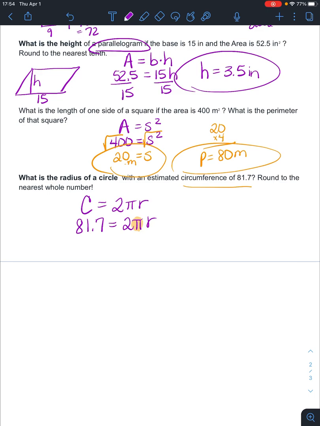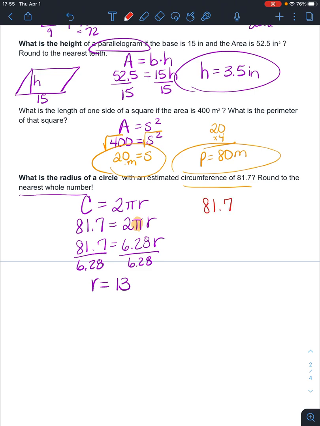There are 2 ways you can do this. If you need to, do the math that you can do. Well, 2 times pi is 6.28, and then some decimals, right? So now we can divide. Don't let the decimals throw you off. Divide by 6.28 on both sides. So 81.7 divided by 6.28 is 13.00955. You want to round to the nearest whole number, so the radius would be 13.